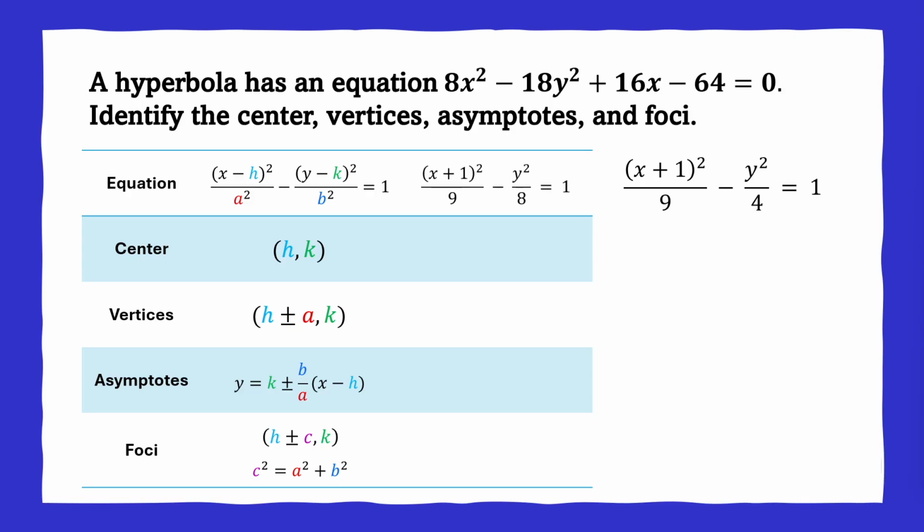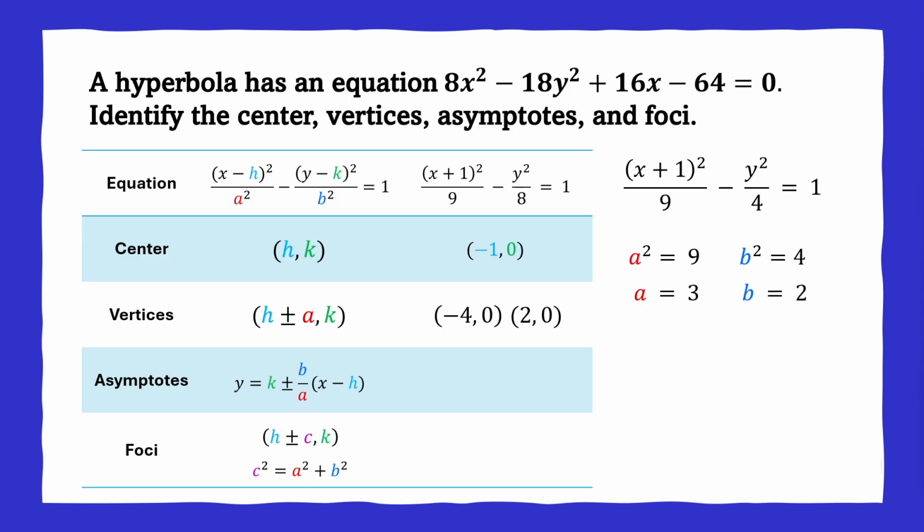From the equation, we can tell that the center is at (-1, 0), since it's written as (x plus 1) squared. The value of a squared is 9, so a is 3. This means that the vertices are 3 units to the left and right of the center, located at (-4, 0) and (2, 0). The value of b squared is 4, so b is 2.